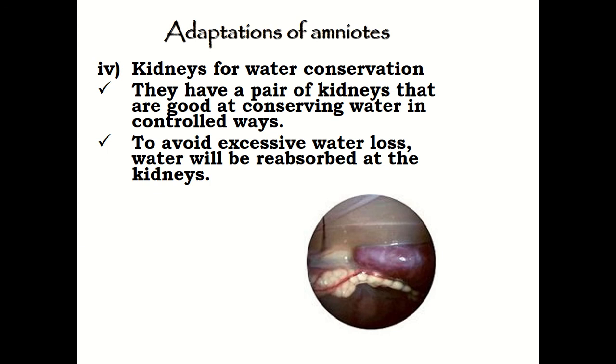And also, most of the amniotes possess kidneys for water conservation. Okay, so they do not depend on the water environment, because they have a pair of kidneys that are very good at conserving water in a controlled way inside the body, and to avoid excessive water loss, the water will be reabsorbed at the kidney.